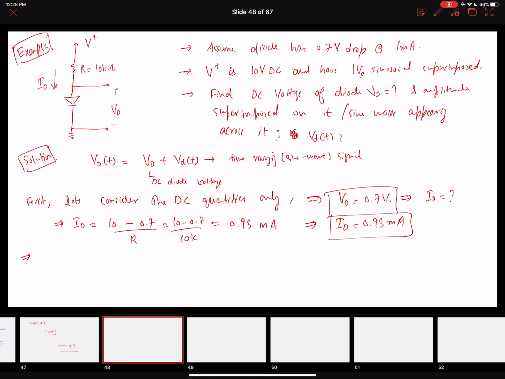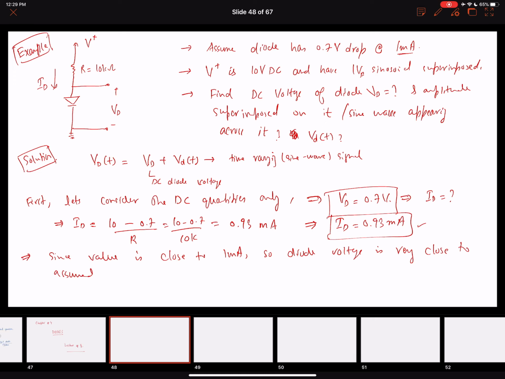Now we can see that since our current value 0.93 is close to 1 milliampere, we probably don't need to do this iterative analysis in which we refine the values of ID and VD again. Since this value is close to 1 milliampere, the diode voltage is very close to the assumed value of 0.7 volts. Since both of the current values are very close to each other, our VD values will be even closer to each other. So that is why we don't need to do iterative analysis. We can stop the analysis for finding these DC quantities here.